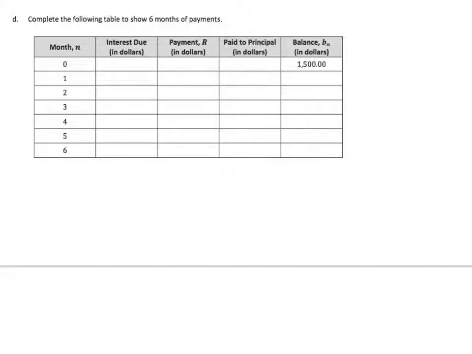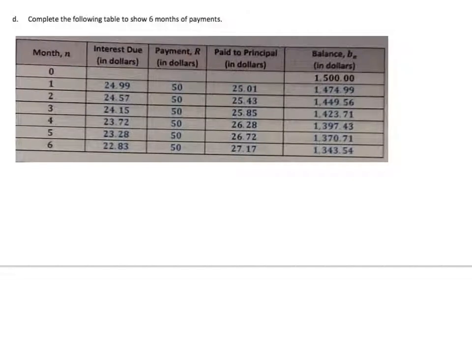All right, complete the following table to show 6 months of payments. We're actually going to do this 3 times, one at $50, one at $100, and one at $150. Okay, give me a second. Okay, here we see the table filled in.